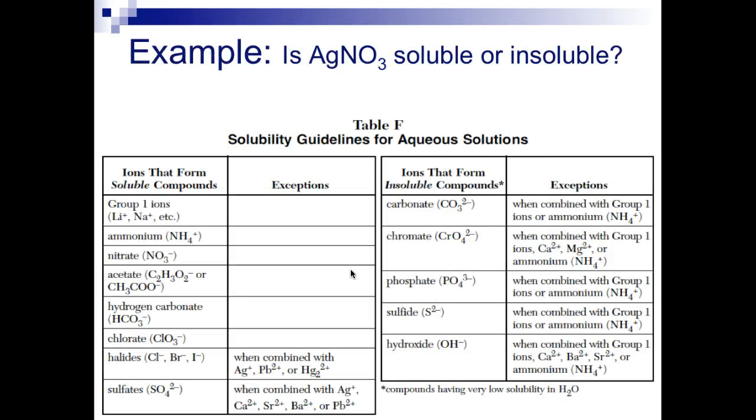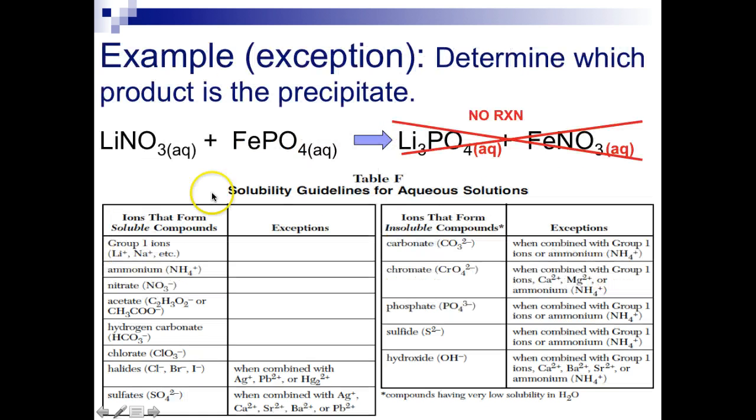So let's look at this. Is AgNO3 soluble or insoluble? We're going to look at NO3 because we're looking for ions, and the ion that we're going to talk about is NO3. So NO3 is on the soluble side, so it will dissolve in water and become aqueous. So it is soluble.